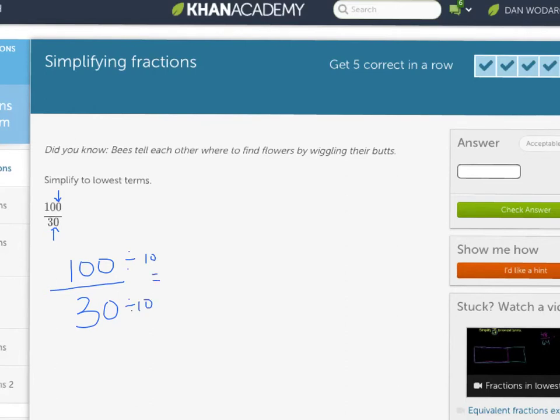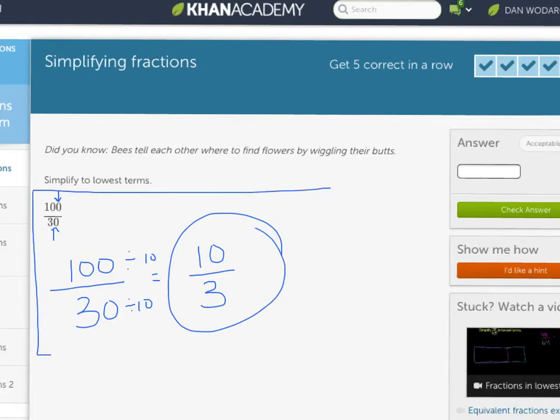If I do it to the numerator, I have to do it to the denominator. 100 divided by 10 is 10. 30 divided by 10 is 3. Is there any number that can go into both 10 and 3 besides 1? No, there's not. That is my answer. I'd like you to just copy down this part right here. Please pause.